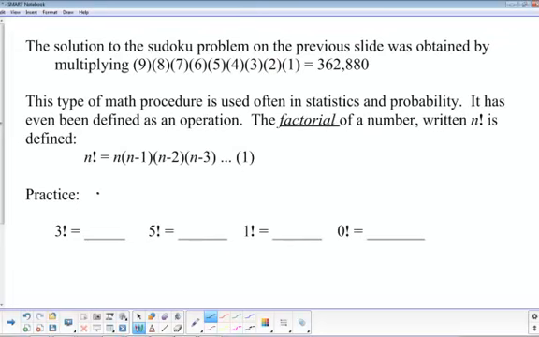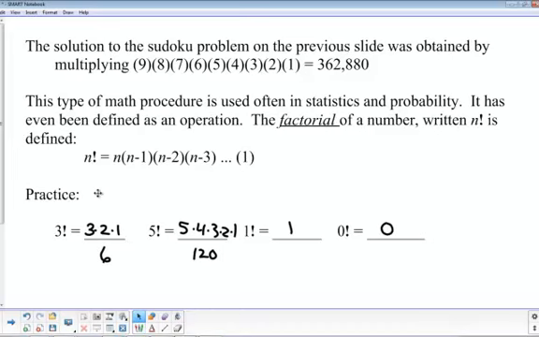So 3 factorial is 3 times 2 times 1, which is 6. 5 factorial is 5 times 4 times 3 times 2 times 1, which is 120. 1 factorial is just 1. 0 factorial is 0.